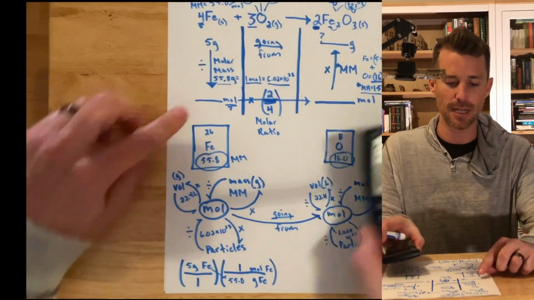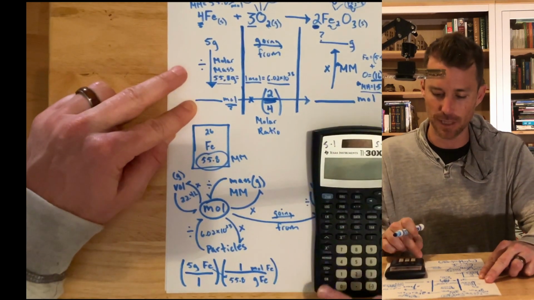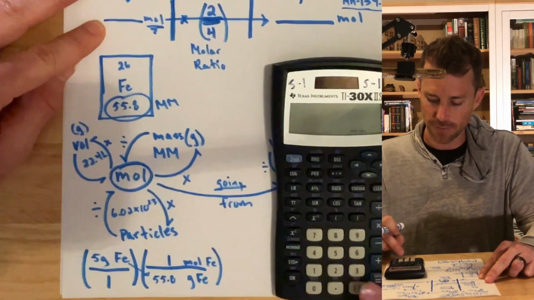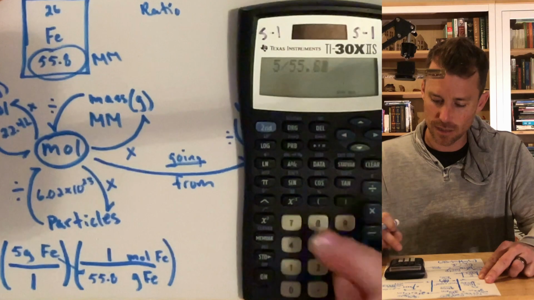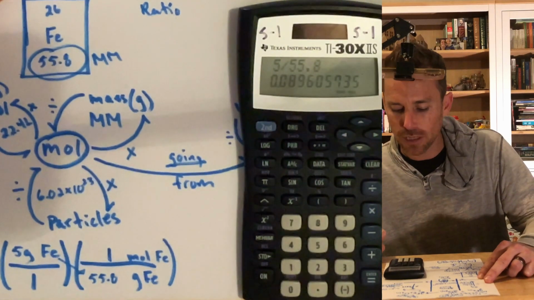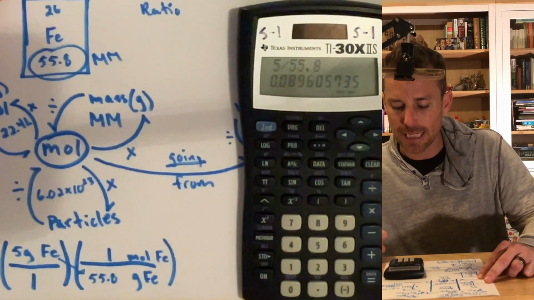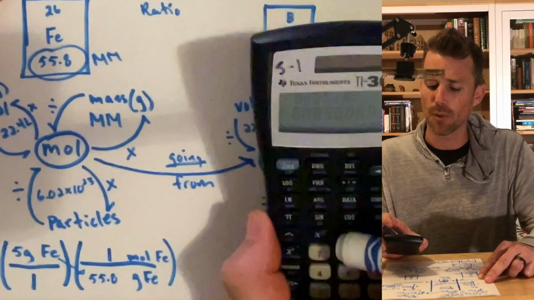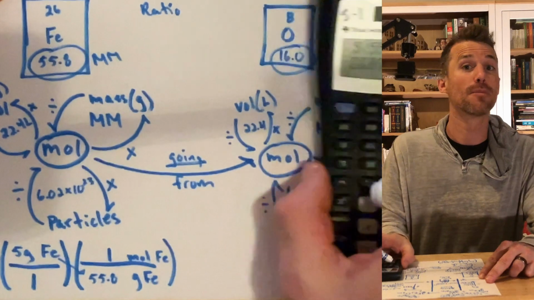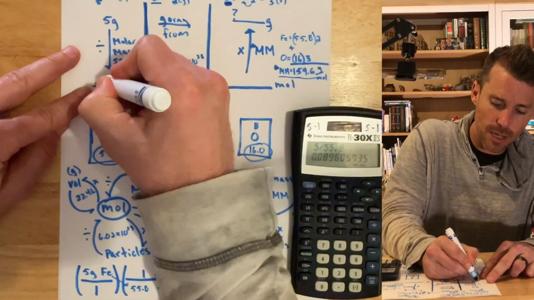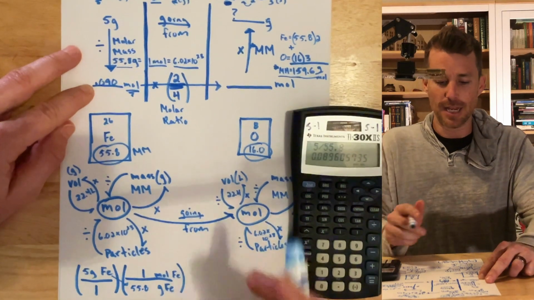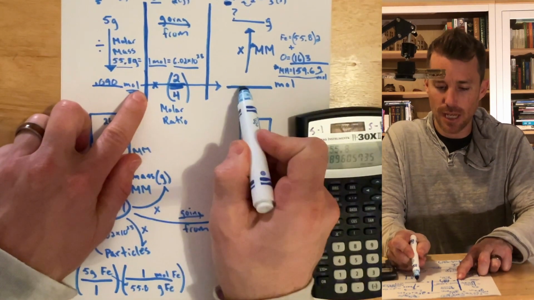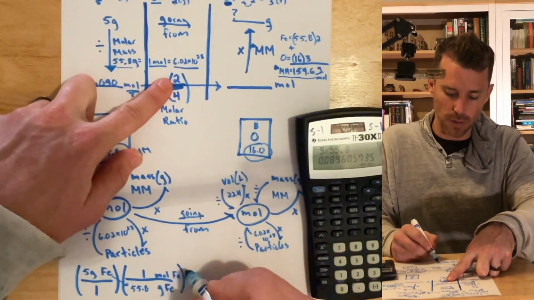So let me plug that in and we'll figure out what this first value would be. This would be 5 divided by 55.8, and that is 0.0896. Let's just round that to 0.090. Okay. Now, to get from here to here, our next step is doing the next molar ratio.